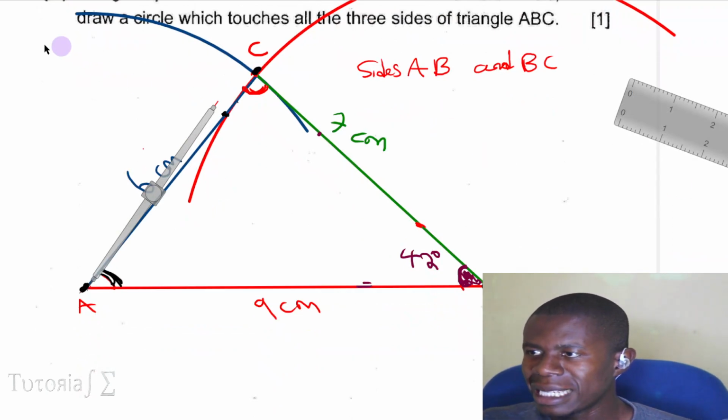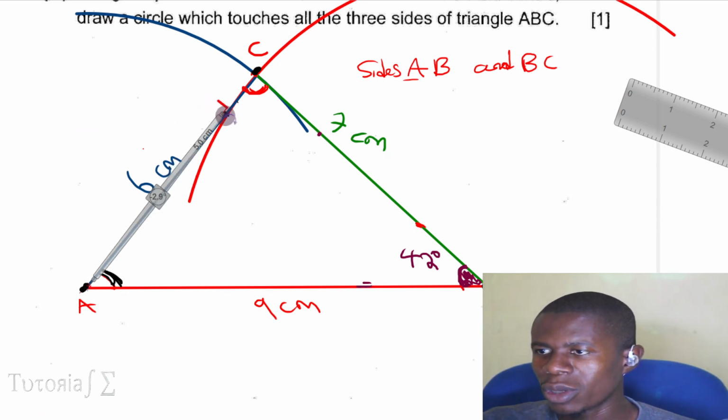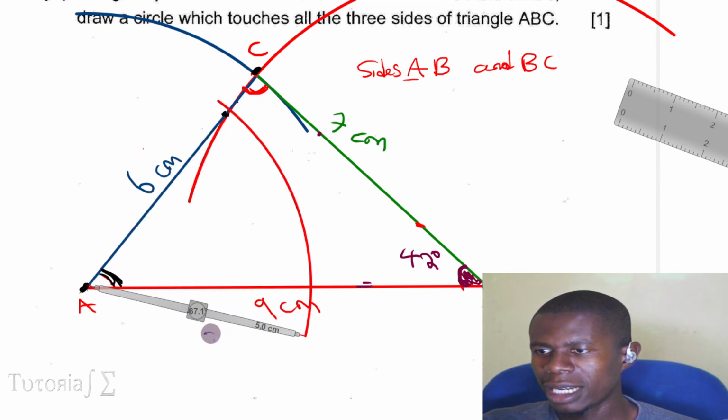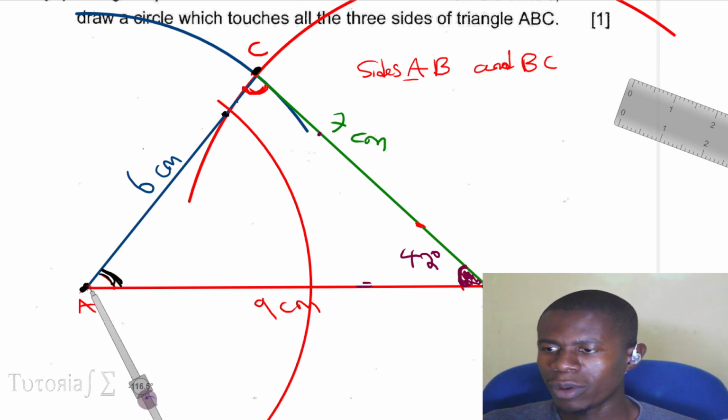So you're bisecting sides. So you draw AB and BC. So you put your compass on A and you measure a length of more than half of AB. Then you make an arc. So this would be the arc. You make an arc like that. So you make it as big as possible.